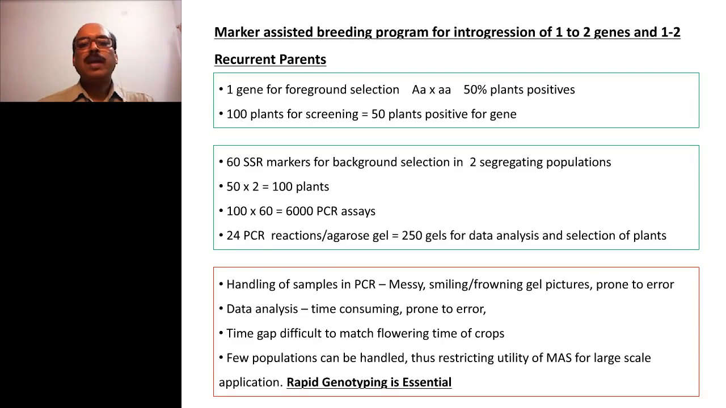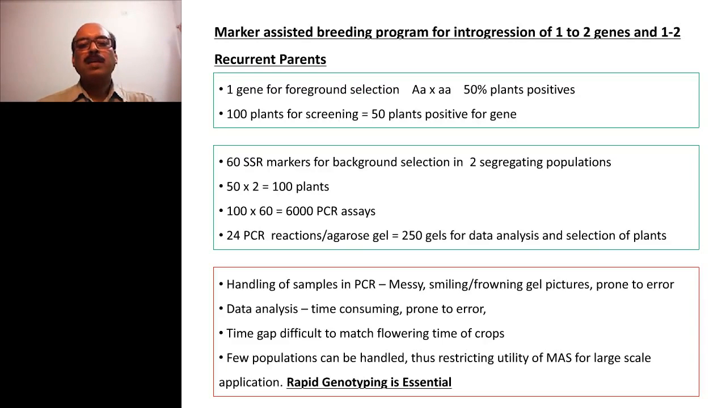So usually it happens that if we have a lengthy, cumbersome process, then it becomes difficult to match the flowering time of crops, and then at times there are delays in carrying out crossing. The other problem associated with this is that few populations can be handled. Thus, it severely restricts utility of marker-assisted selection when we are working with large-scale application.